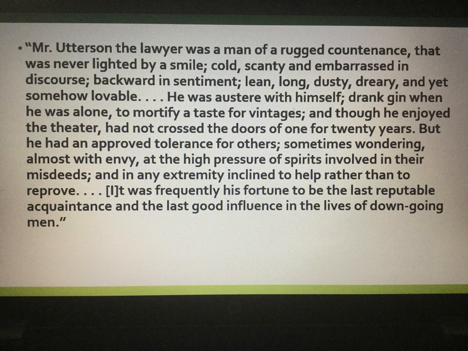So again, try to remember either single-word quotations from this or short, sharp quotations that can be used in a question about Utterson. We're going to move to chapter two now.